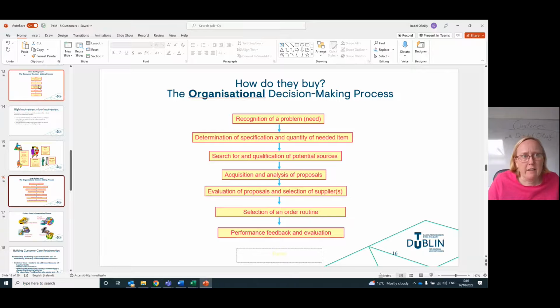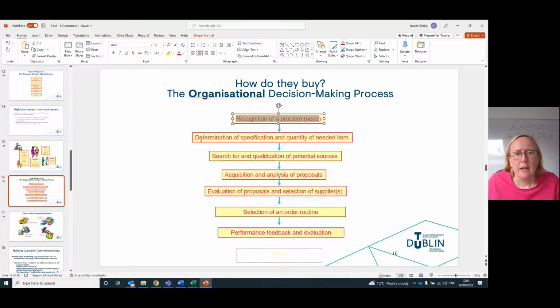Before, we looked at the steps in the consumer decision-making process, now we have the organizational decision-making process. A lot of similarities, but it's just a bit more complex, as you might imagine. So there are 7 steps instead of 5. The first one is similar to the previous, recognition of the problem, so the need awareness is similar. Next, determination of spec and quantity of item needed. So we have to be a little bit more particular because it's usually different departments involved in the stages. So we have to give very detailed instructions.